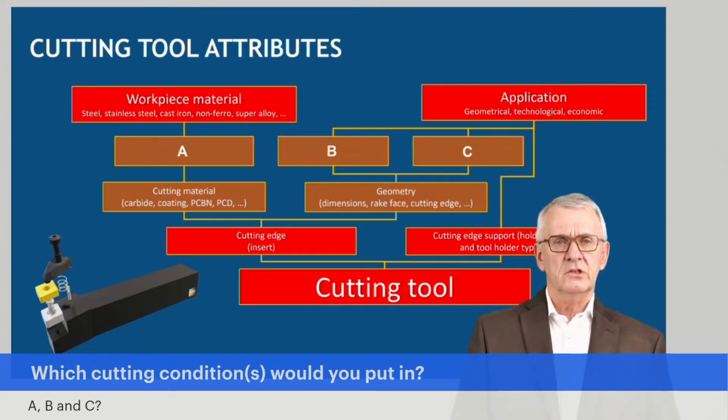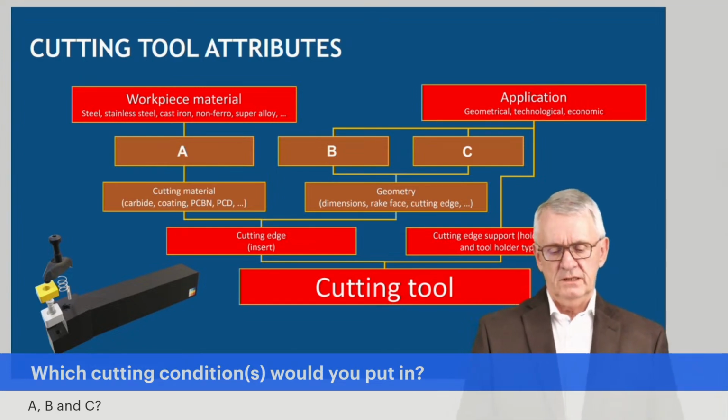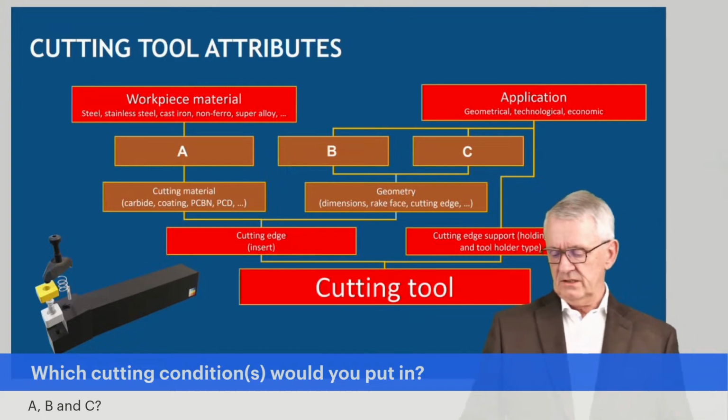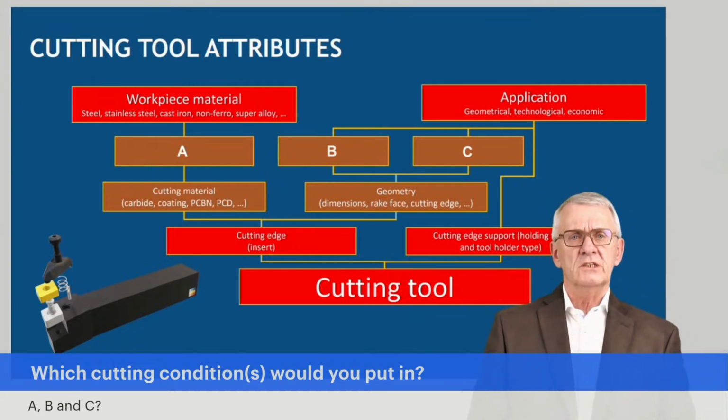What is A? Cutting speed, feed, or depth of cut. What is B? Cutting speed, feed, or depth of cut. And the same final question for C. Put it in the comments, in the chat. I'm very interested to hear what you think about this.